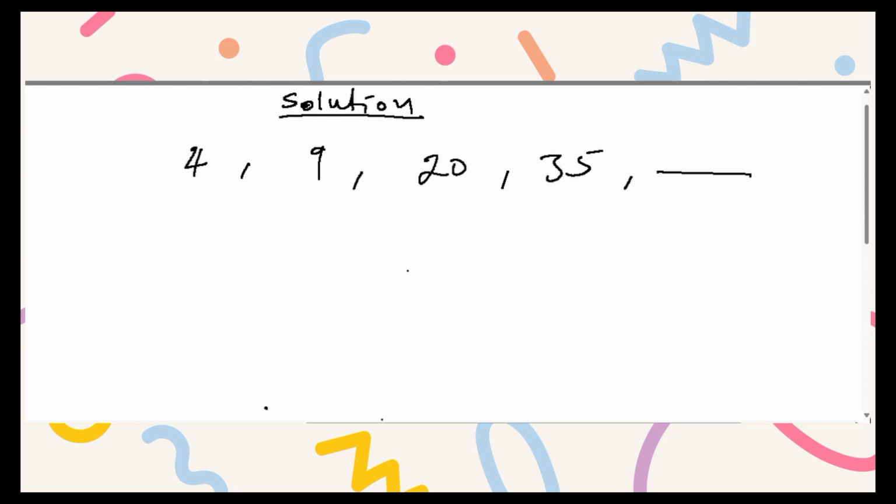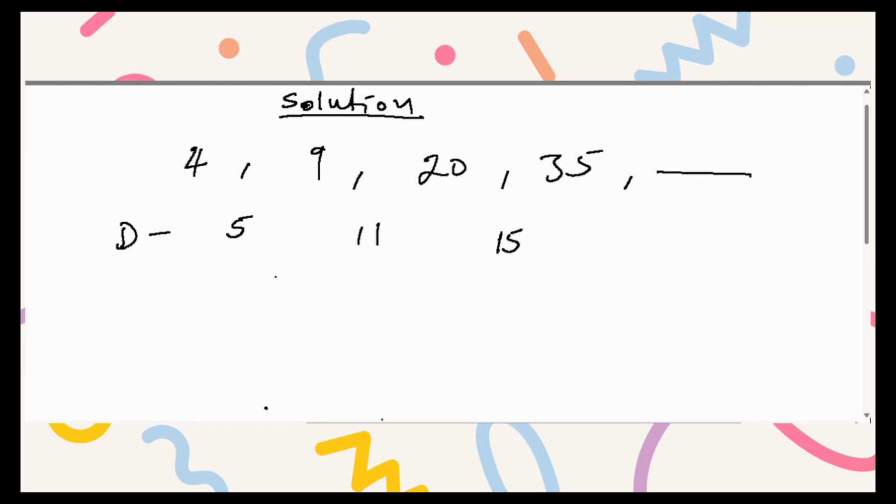We're going to start by first figuring out the difference between any two consecutive numbers. The difference between 4 and 9 is 5. So we're first looking at the difference. The difference between 9 and 20 is 11. The difference between 20 and 35 is 15. Looking at 5, 11, 15, there's actually no clear pattern.